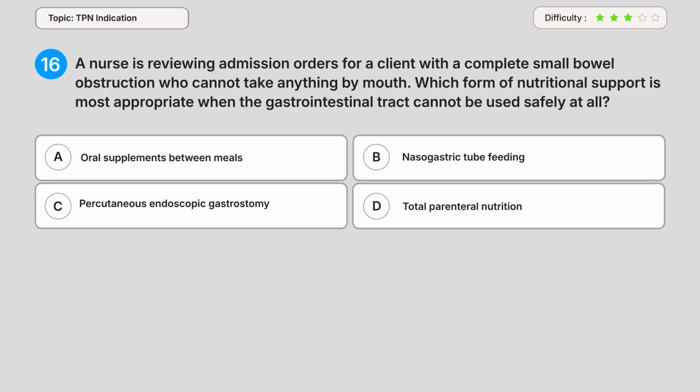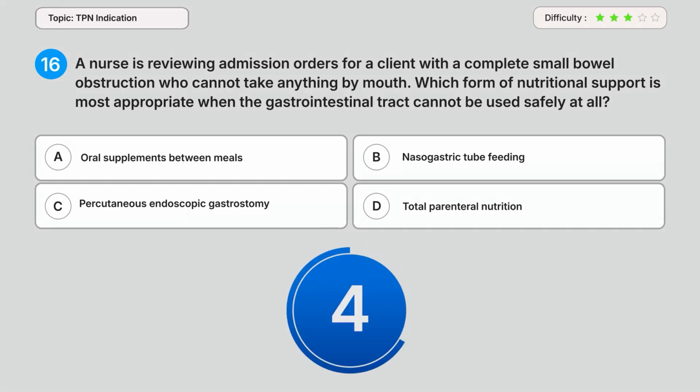A. Oral supplements between meals. B. Nasogastric tube feeding. C. Percutaneous endoscopic gastrostomy. D. Total parenteral nutrition. What do you think is the answer?